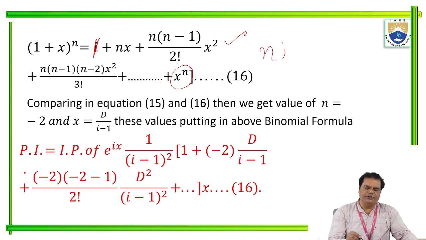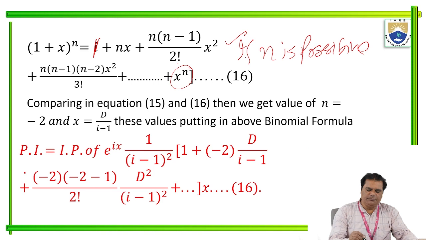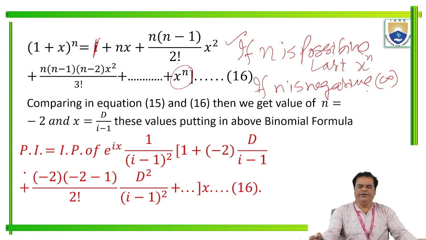If n is positive, then the last term is x to the power n. If n is negative, then the series goes to infinity, so the last term is infinity. If n is positive, the last term is x to the power n.